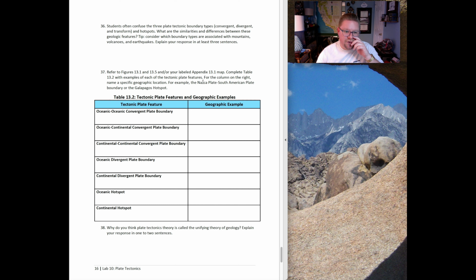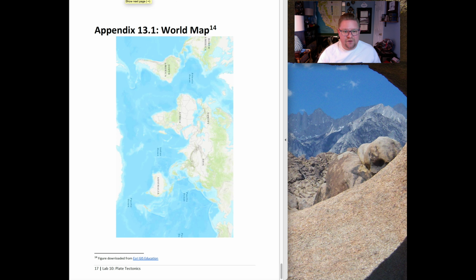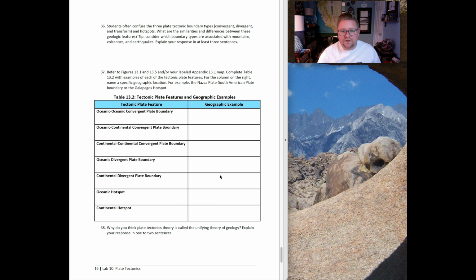You can use these here, or you can use appendix 13.1, which is this last page here, and that becomes of more help. Between all those images, you should be able to find and locate a geographic example of each one of these. Again, an oceanic hotspot, a continental hotspot, and so on and so forth.